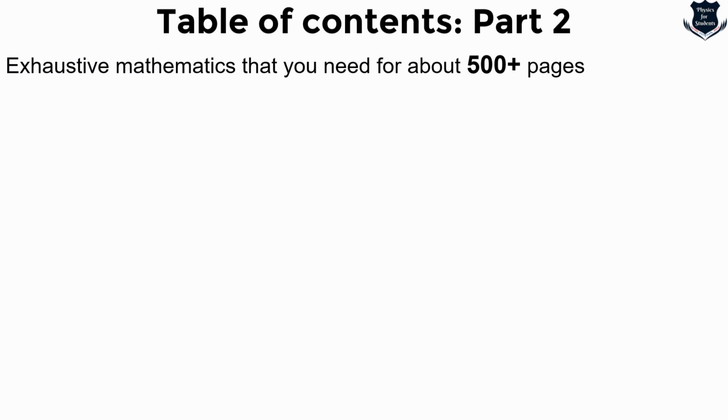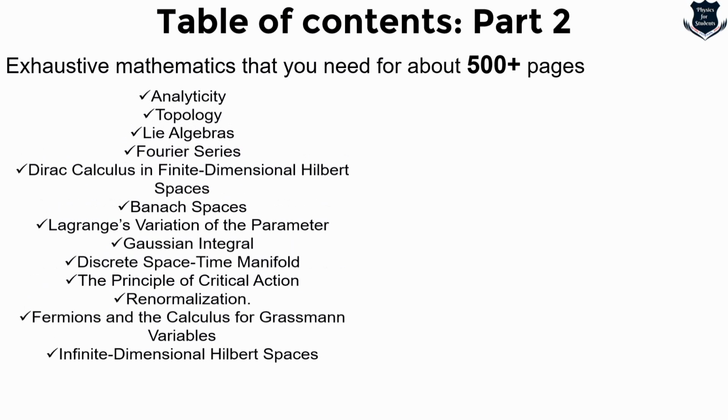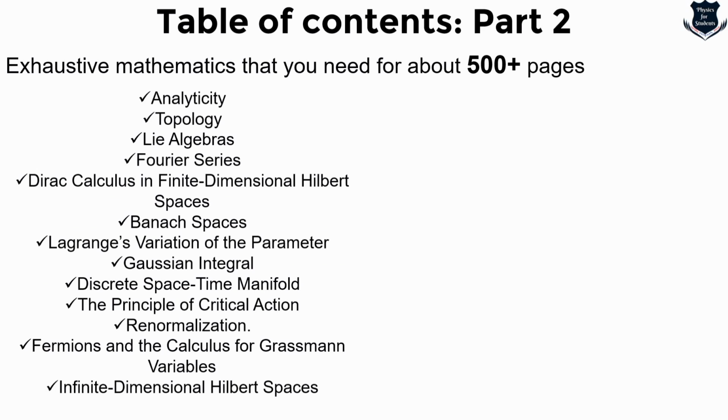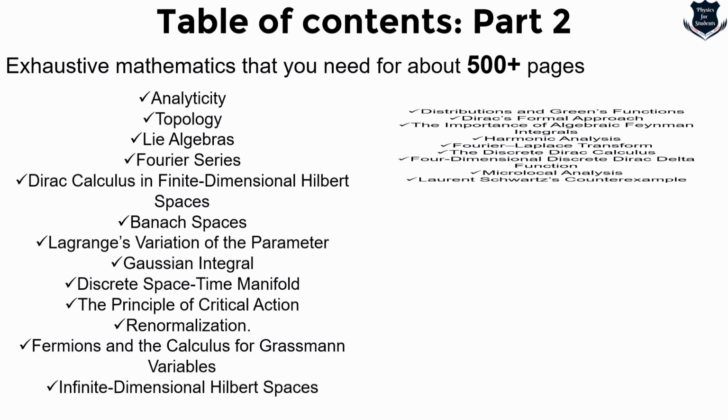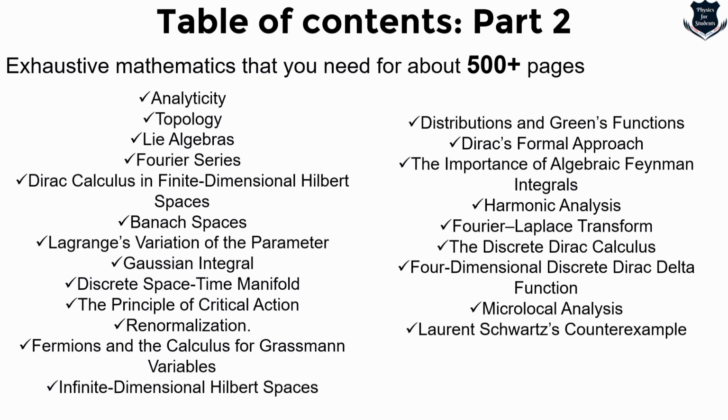So you see, I have drawn a conclusion that it is an exhaustive mathematics that you need for more than 500 plus pages. And this is the entire list, starting from analyticity, topology, Lie algebra, Fourier series, Banach spaces, Lagrange variation of parameter distribution and Green functions, microlocal analysis, Lorentz-Schwarz counterexample, and so on.